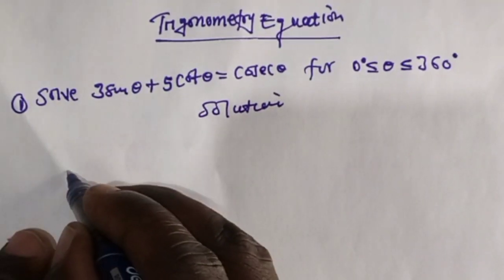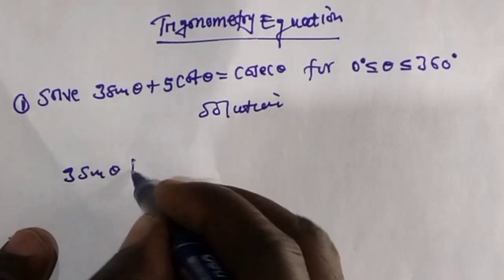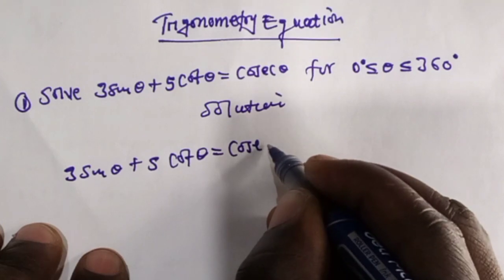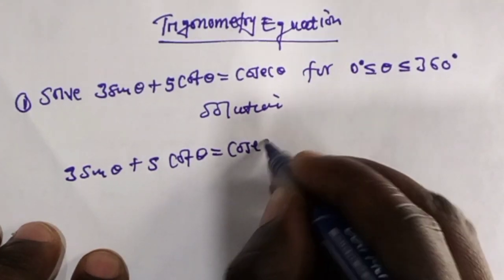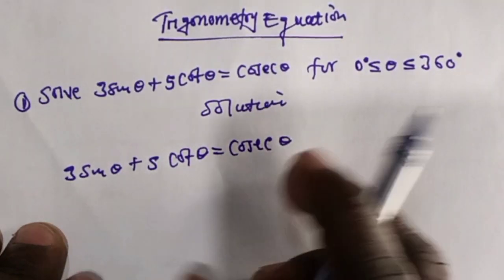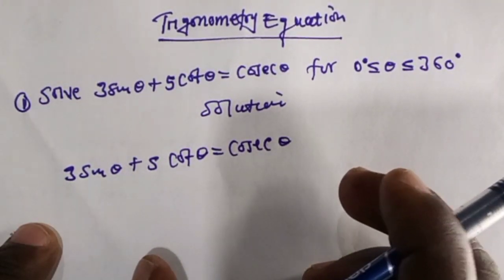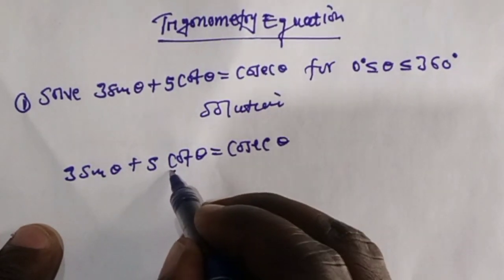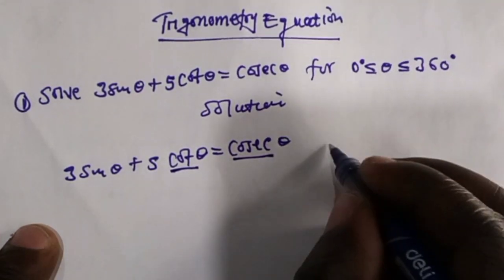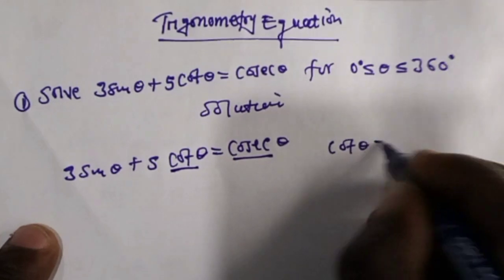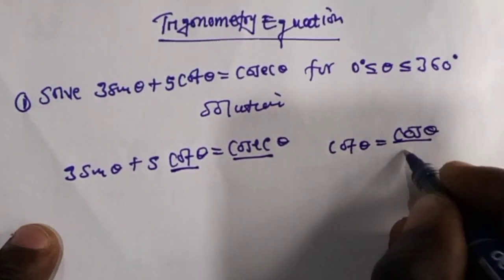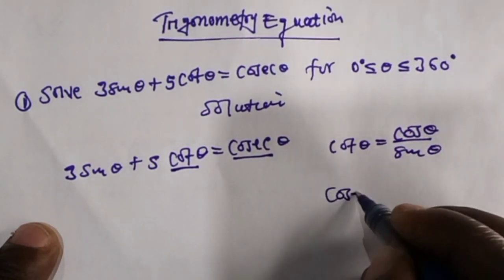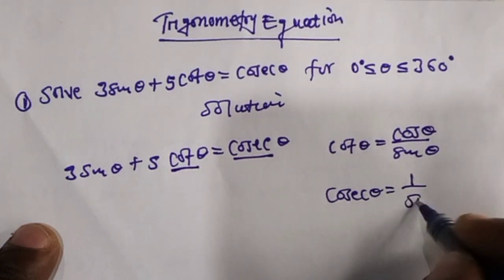Let's write down the question. 3 sine theta plus 5 cot theta equals cosec theta, right? To solve this kind of trigonometry equation, you have to know the trigonometry identities. We are going to take cot and cosec theta. Cot theta, we all know, is cos theta over sine theta. And cosec theta is 1 over sine theta.